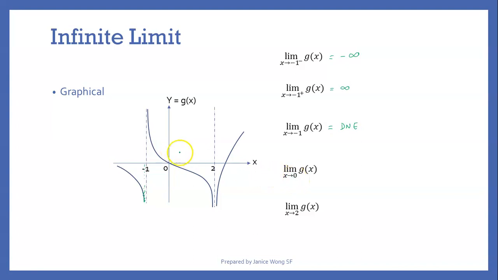X approaching 0, this is x equals to 0. For two-sided limit, we have to check the left end as well as the right end, both approaching 0. So this is 0. When x approaching 2, two-sided limit again, left end and right end. So left-hand side, right-hand side, both approaching negative infinity. They approach to the same value. So the two-sided limit exists. It is negative infinity.